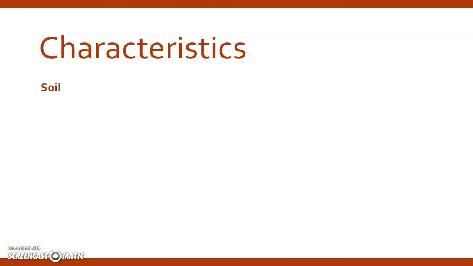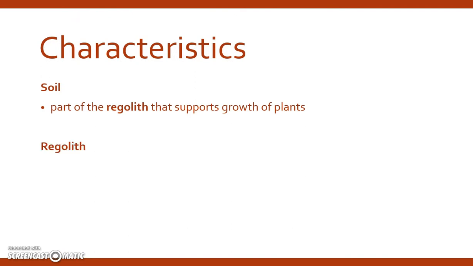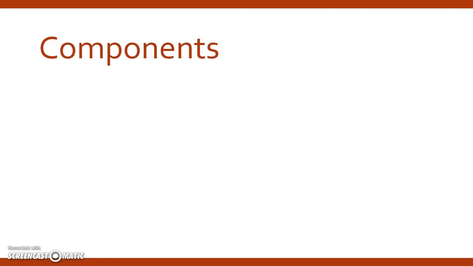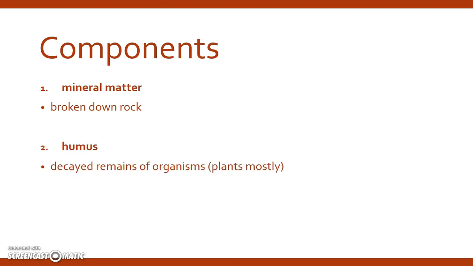So, soil characteristics. Soil is considered to be part of the regolith that supports the growth of plants. And when I say regolith, I mean it's a layer of rock and mineral fragments. The components of soil: it contains mineral matter, that's broken down rock. It contains humus, or the decayed remains of organisms, mostly plants. This is not akin to hummus, which is what you eat. Water and air.